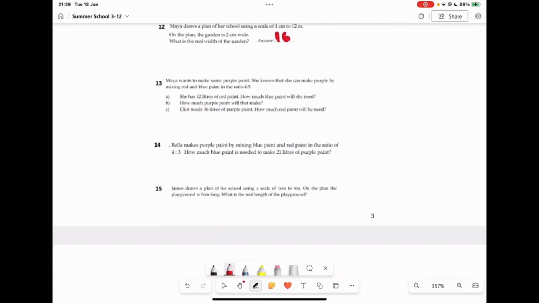Okay, question 13. Maya wants to make some purple paint. She knows that she can make purple by mixing red and blue paint in the ratio 4:5. So we can note that down, red to blue, 4:5. And then A. She has 12 litres of red paint, so how much blue paint will she use? Well, we can just do that and multiply by 3 to get 15 litres. So 15 will be the answer to part A.